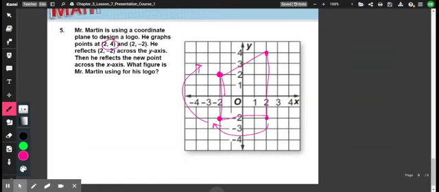I have no idea what that figure is called. It says in the book that it is called a trapezoid. So he made a trapezoid, and that is what he's using for his logo. So remember, when you are flipping across the x, you're changing the y. If you're flipping across the y, you're changing the x, okay? I know it might be a little confusing. I hope that I can help you with any possible way. Let me know if you need help with anything.